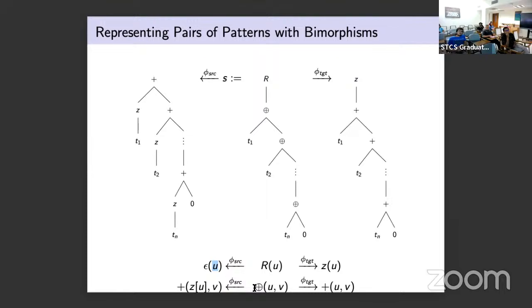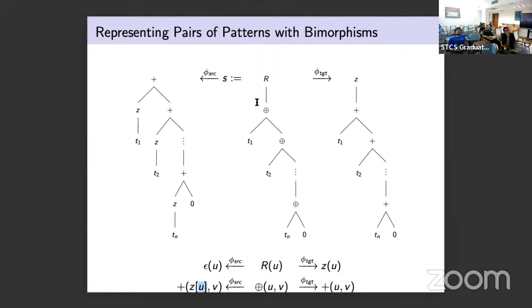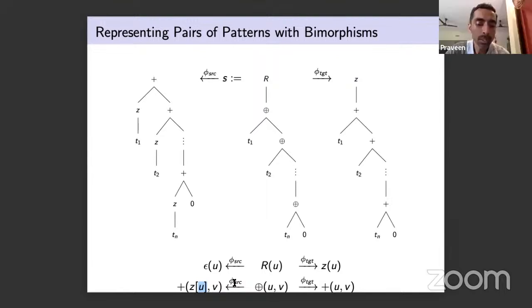On the other hand, if you have this O plus in the central tree with two children U, V, then this phi source homomorphism will take it to a tree which is labeled with the plus at the root, and then it will have two children. On the left side, you will have Z of U, and on the right side, it will be V. By Z of U, I mean a tree where the root is Z and then you have one single child U.